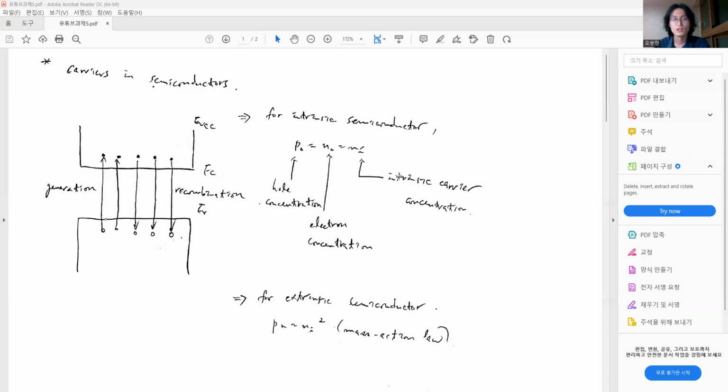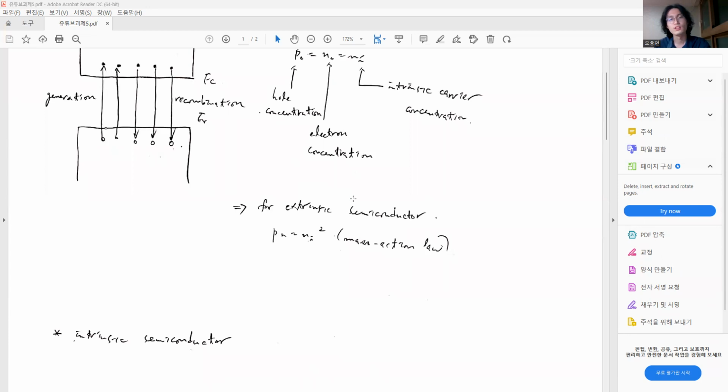So here, this relation is satisfied that the hole concentration and the electron concentration, as the result of the generation and recombination, must be the same as the concentration of the electrons in semiconductors. And for the intrinsic semiconductors, the number of holes and free electrons can be the carriers.